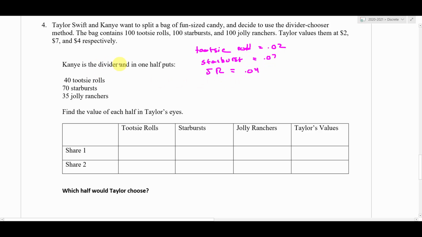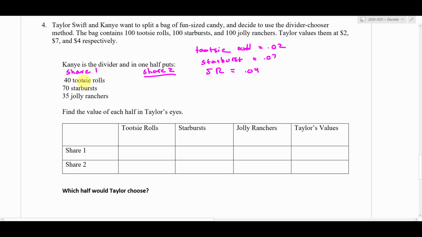Now Kanye is the divider in this particular scenario, and in one half puts 40 Tootsie Rolls, 70 Starbursts, and 35 Jolly Ranchers. So you can call this share 1. Knowing what's in share 1 automatically allows us to know what's in share 2.